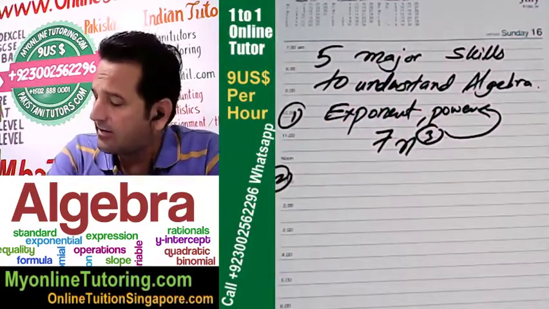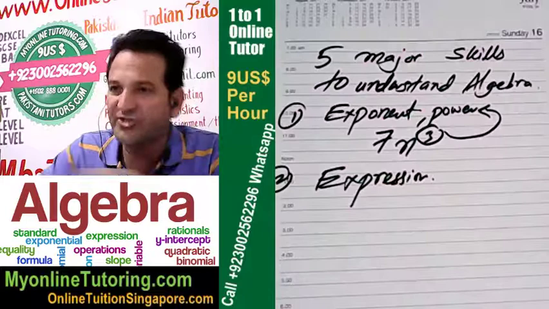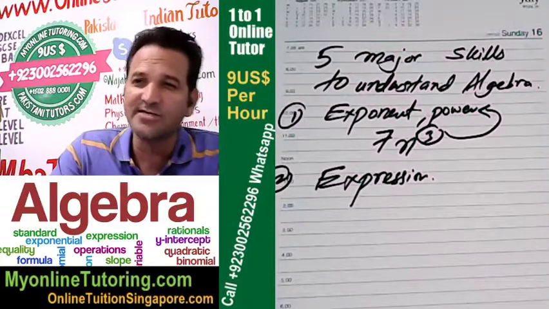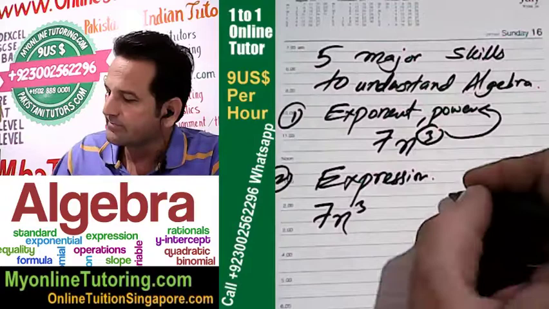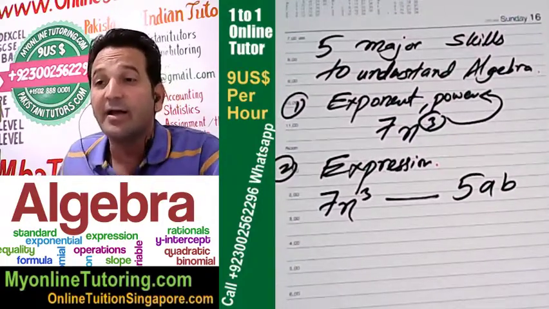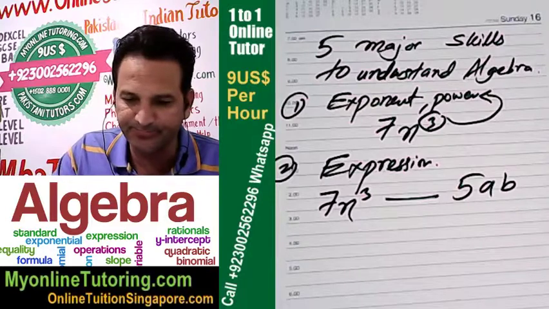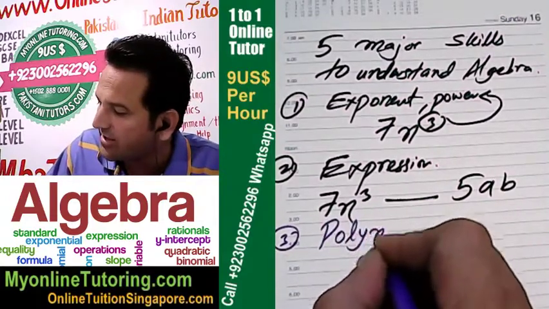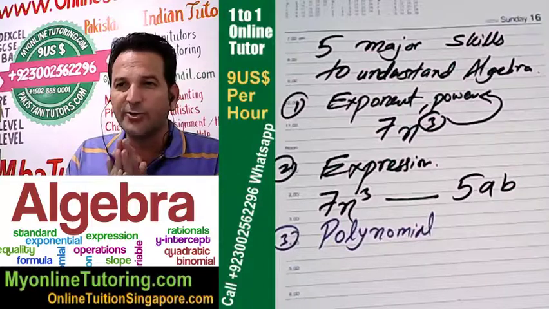The second is, apart from exponent or power, we must understand what is expression. As I have explained, the combination of two terms is known as expression. 7n cube is one term, 5ab is another term. If we put a minus sign in between, then it will become an expression. Okay, the third point: we must understand the polynomial. Polynomial is the third important factor to understand algebra.